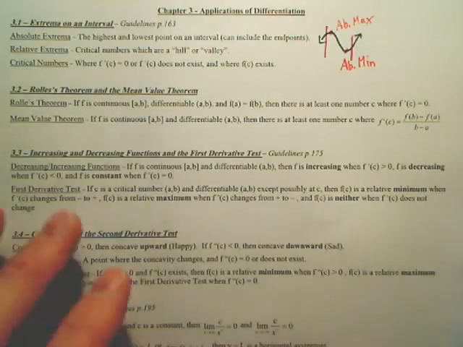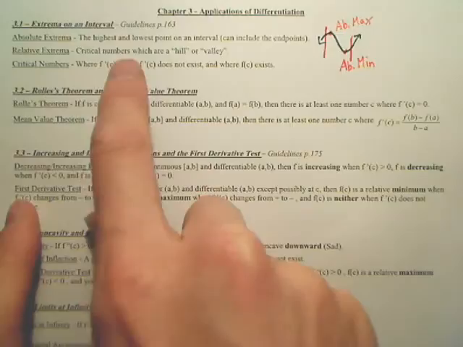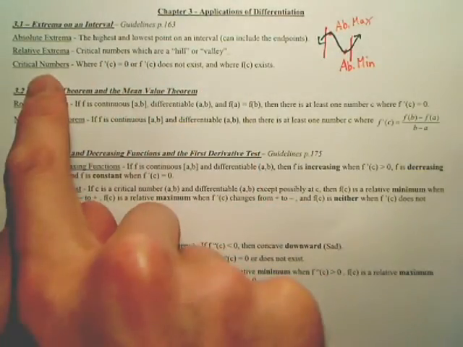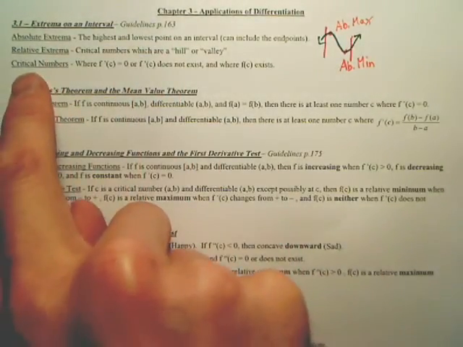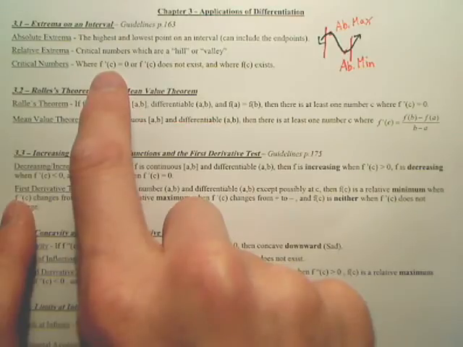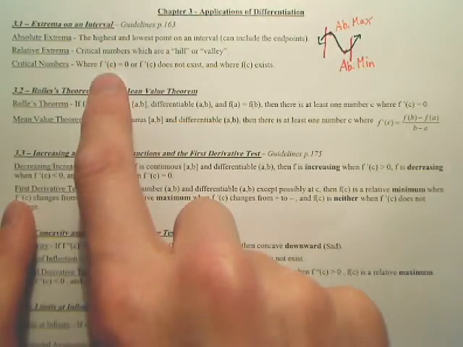Now, relative extrema are critical numbers which are a hill or valley. We first have to talk about critical numbers if you want to talk about relatives. So, looking at this, critical numbers. What a critical number is, they're critical numbers. Hint the name. They're very important numbers in calculus.